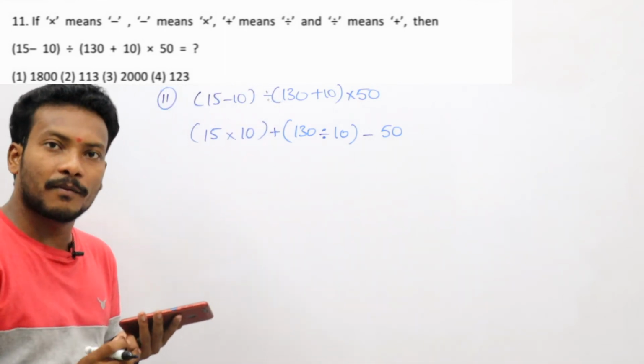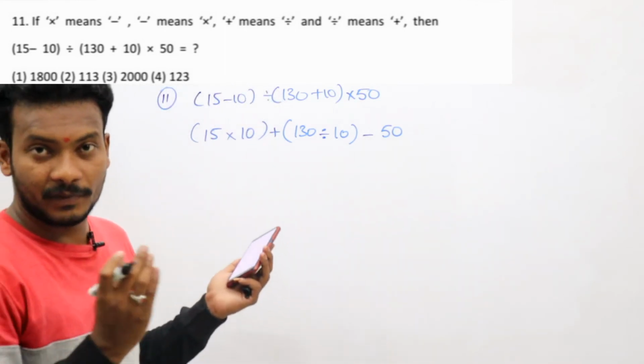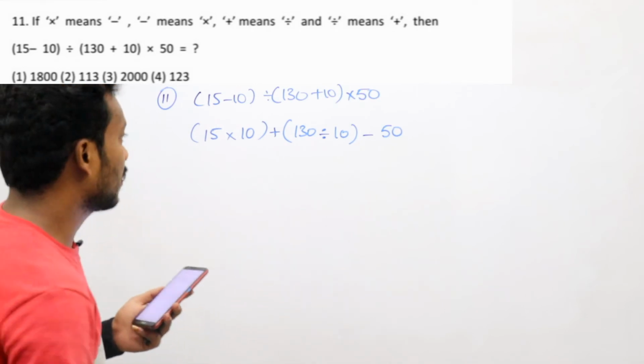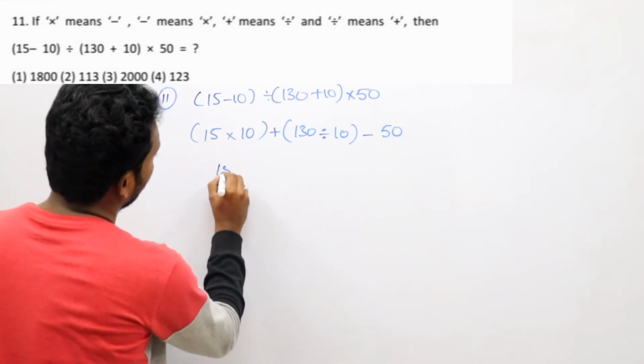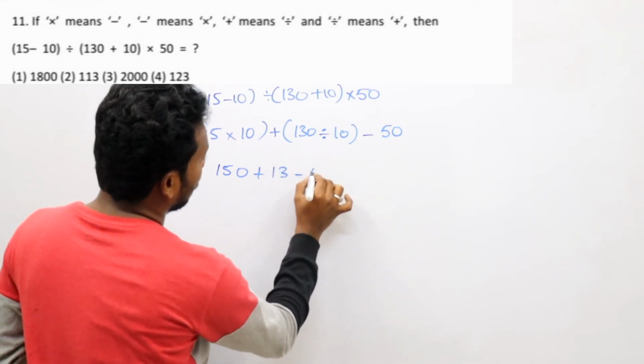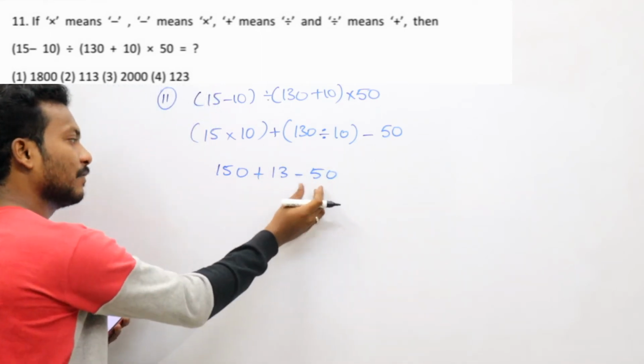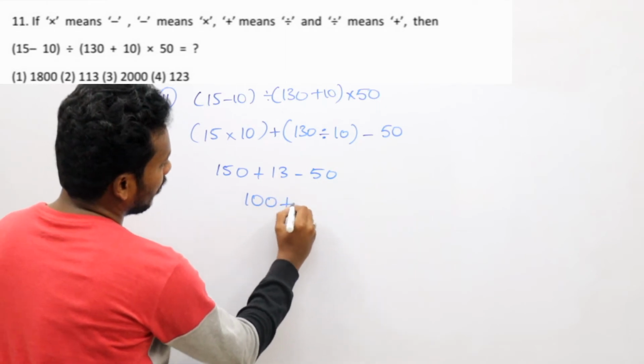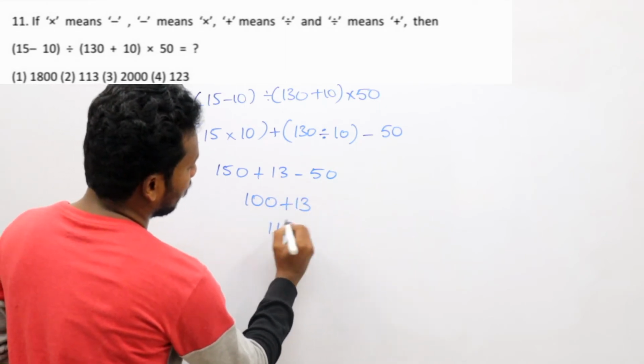Okay, this type of question we have to solve in a bracket session first. Okay, 15 into 10 is 150, plus 130 divided by 10 that is 13, minus 50. 150 minus 50 is 100. 100 plus 13 is 113.